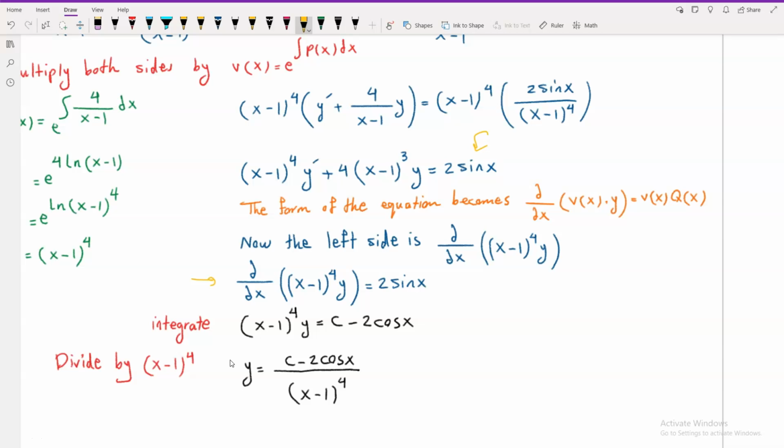Finally, divide both sides by (x - 1) to the 4th power. So we're going to have y equal to (c - 2 cos x) divided by (x - 1) to the 4th power. And this is our solution for this part.